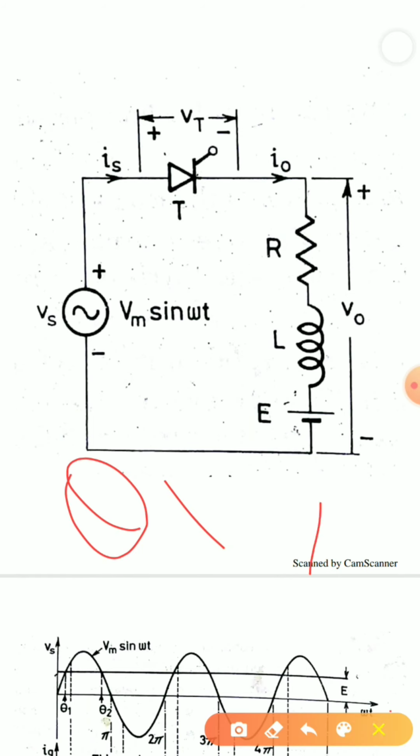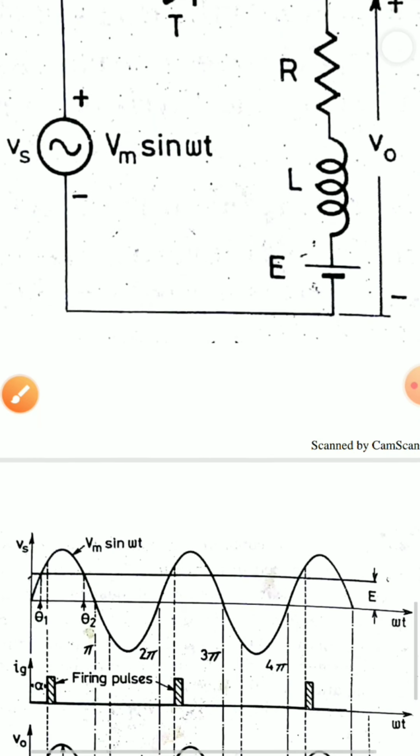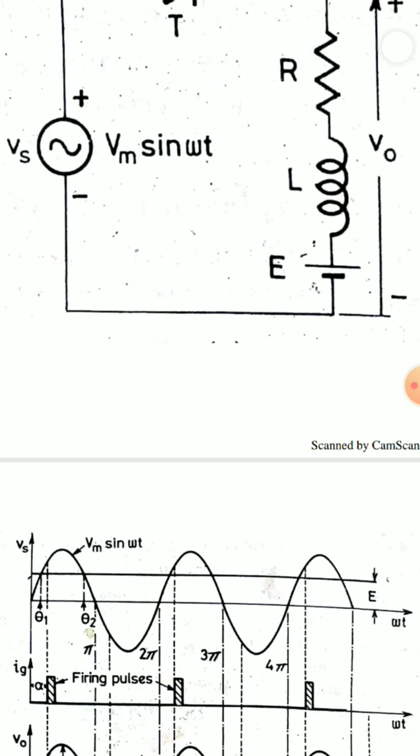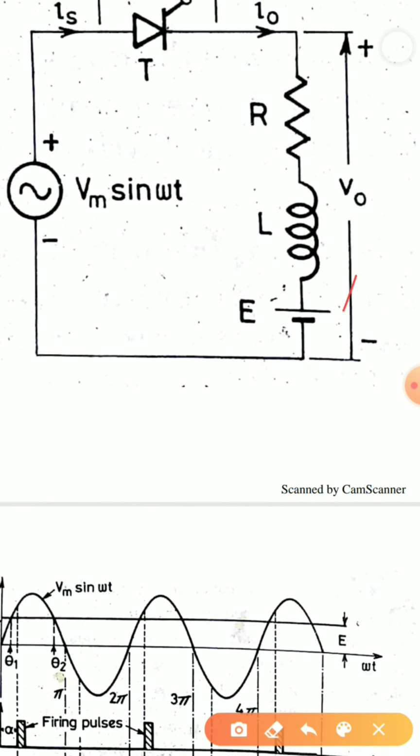Now what is theta1? Let us look at the diagram. Here we can see my source voltage Vs, and in the Vs diagram I can see a constant level E. E is nothing but the voltage level because of my battery that is connected.